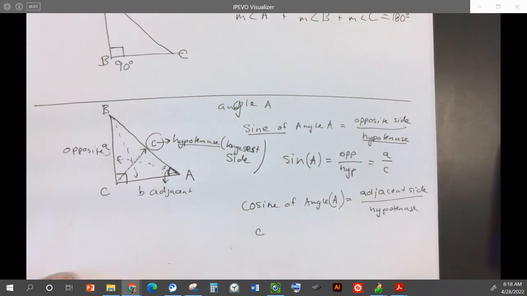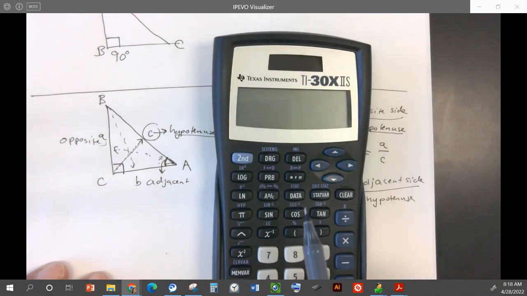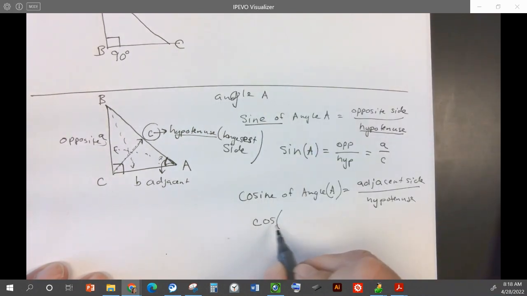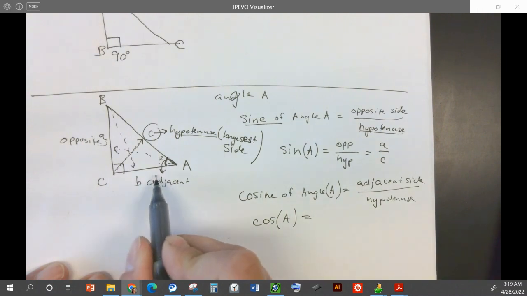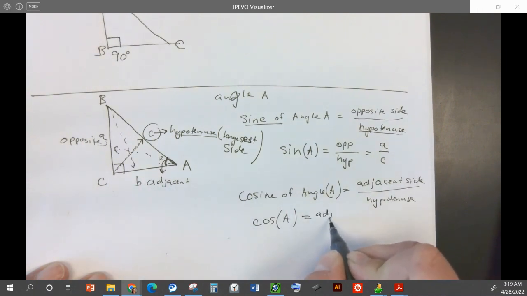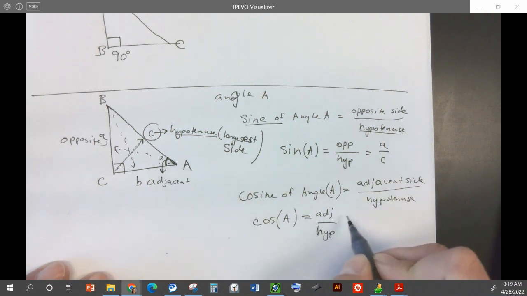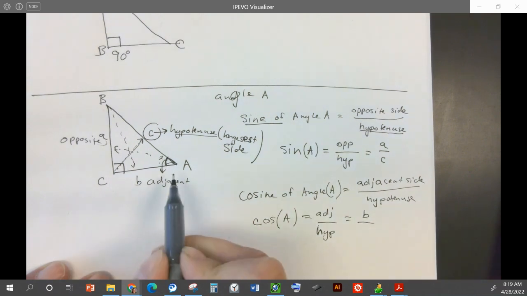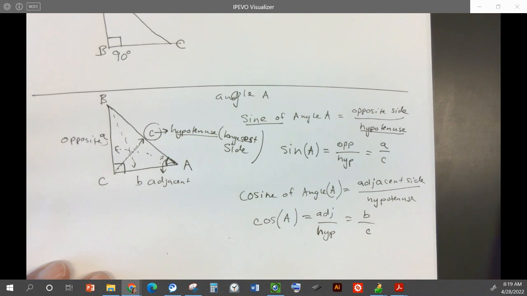We can write this another way. We still say cosine, but it's abbreviated to match our calculator. The cosine of A is the adjacent side, which I abbreviate ADJ, over the hypotenuse. Our adjacent side is B, and our hypotenuse is C. Questions so far? We're doing okay?